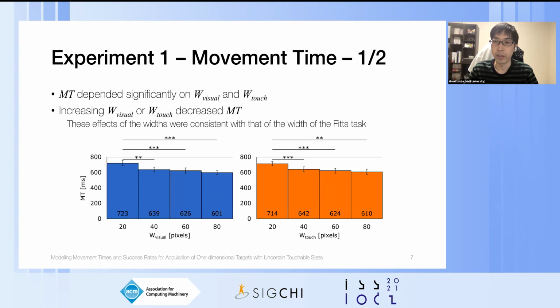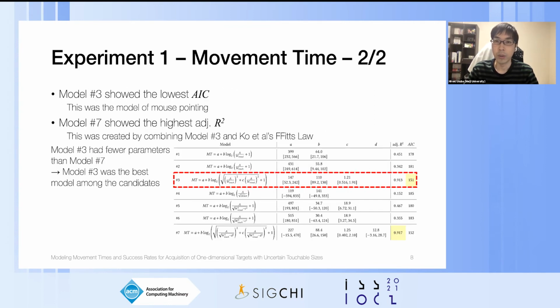So increasing the visual or touchable width decreased the movement time. These effects of the width were consistent with that of the width of the pit task. On the basis of the results, we built several movement time models.